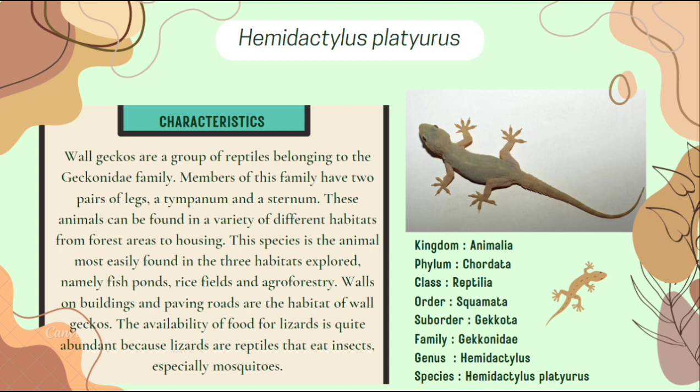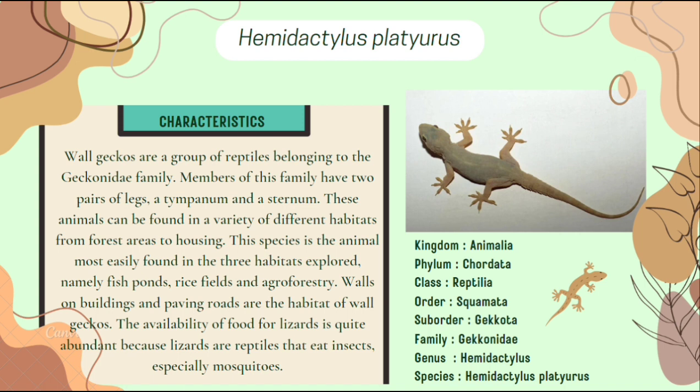Hemidactylus platyurus. This species is classified as Kingdom Animalia, phylum Chordata, class Reptilia, order Squamata, suborder Geckota, family Geckonidae, genus Hemidactylus, and species Hemidactylus platyurus. The characteristics are: wall geckos are a group of reptiles belonging to the Geckonidae family. Members of this family have 2 pairs of legs, a tympanium and a sternum. These animals can be found in a variety of different habitats from forest areas to housing.